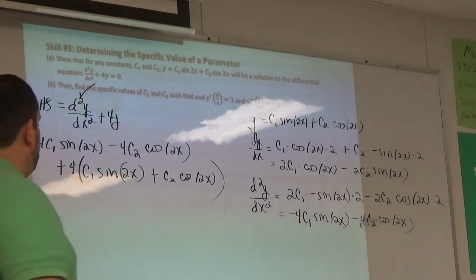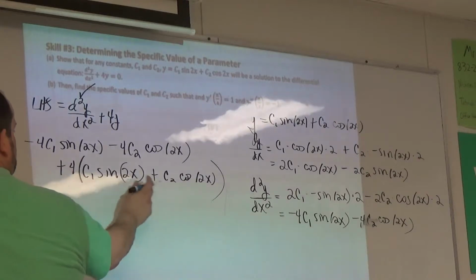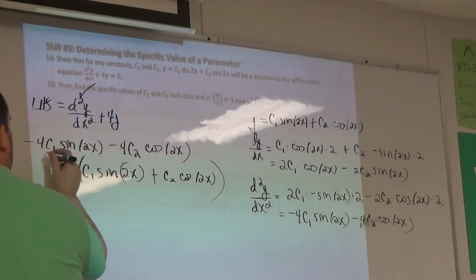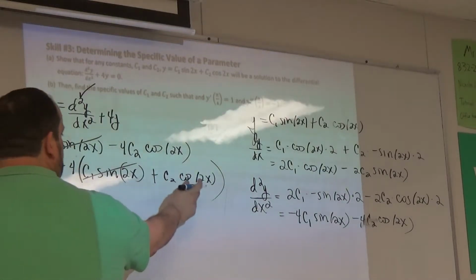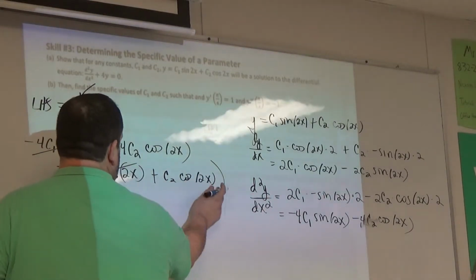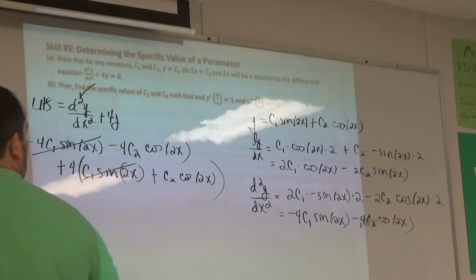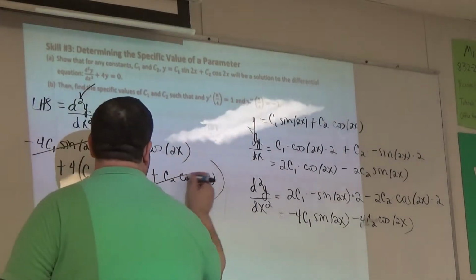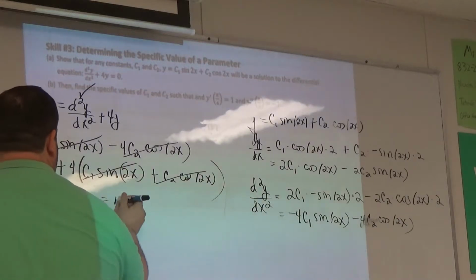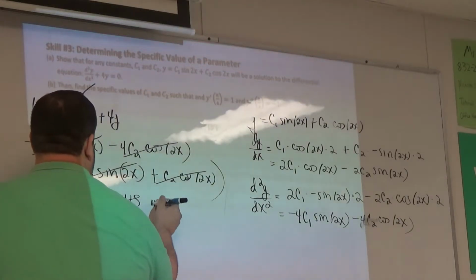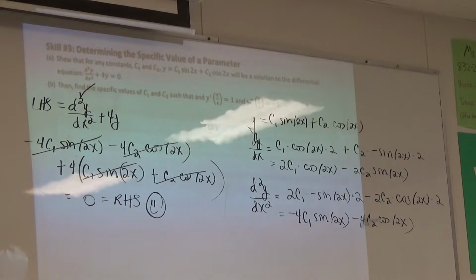They cancel out. Right, now you're going to have 4c1 sine 2x. Hey, good news, I had a negative 4c1 sine 2x. Those cancel. Keep distributing the 4. 4c2 cosine 2x. Up here, a negative 4c2 cosine 2x. Those guys cancel and you get 0. That's what was on the right-hand side. So the proof's done. You made it.